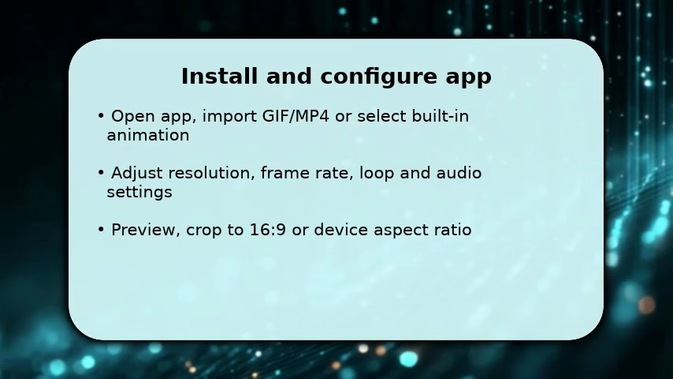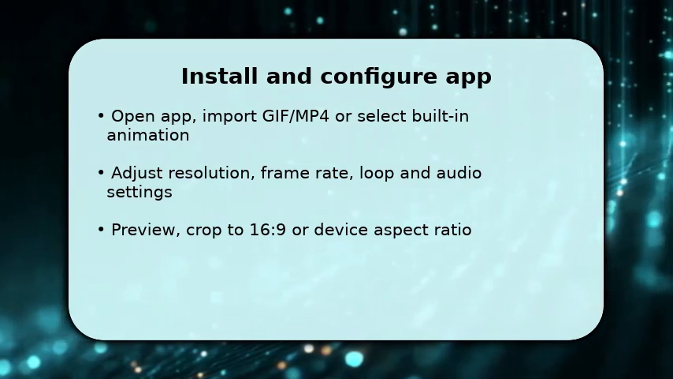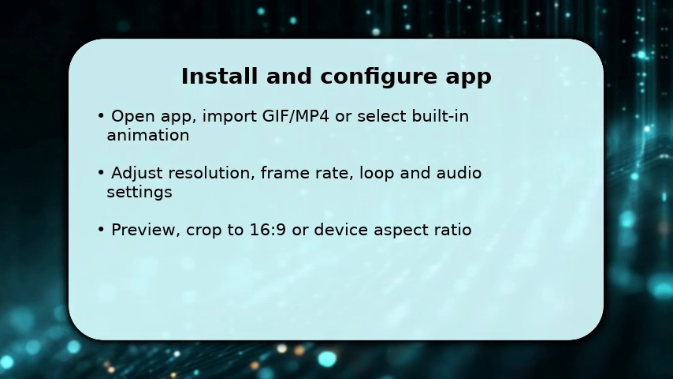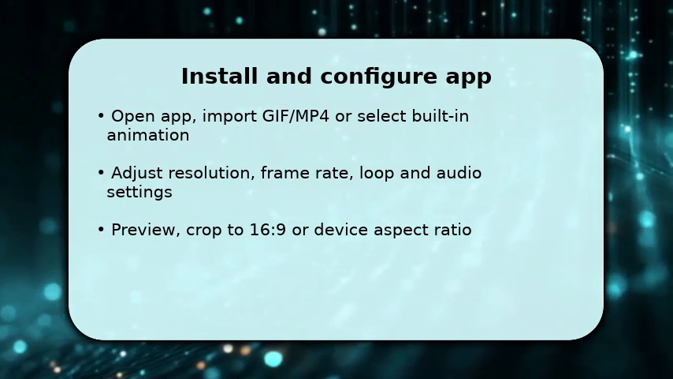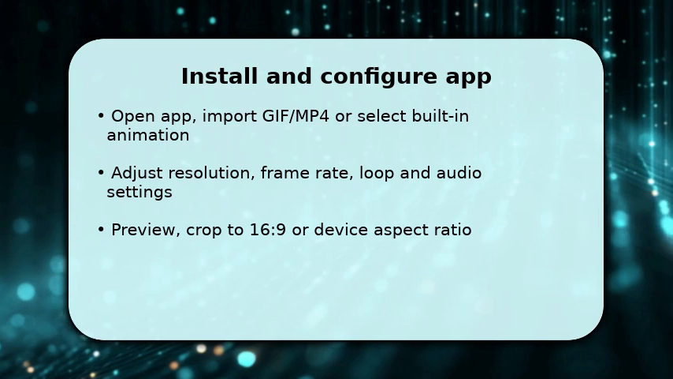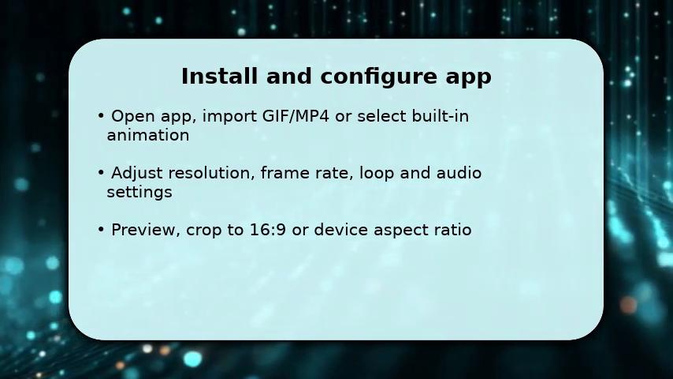Open the live wallpaper app and import your GIF or MP4 or pick a built-in scene. Configure resolution and frame rate. Lower settings save battery but reduce smoothness, so balance for your device. Crop or fit to your home screen aspect ratio, typically 16:9 for phones, so nothing is cut off.